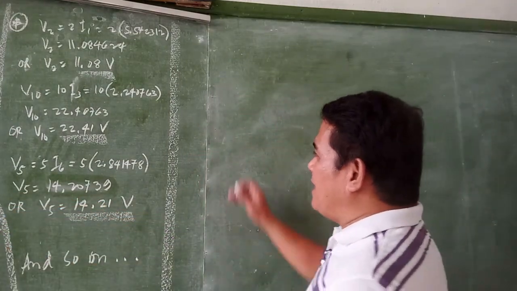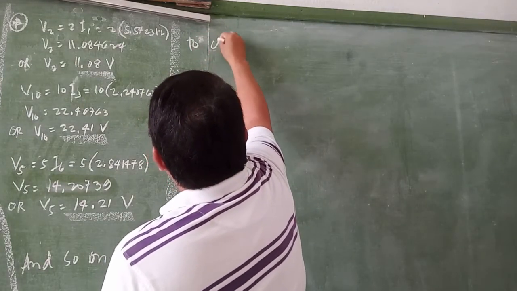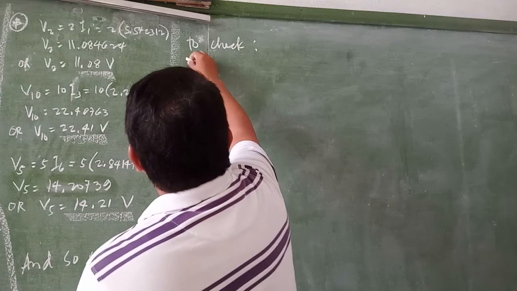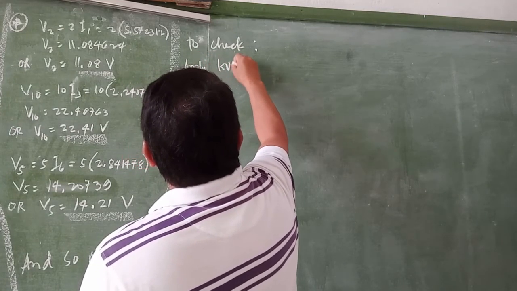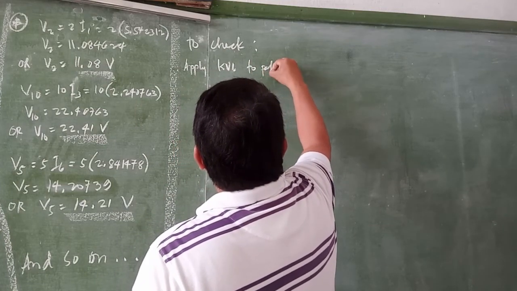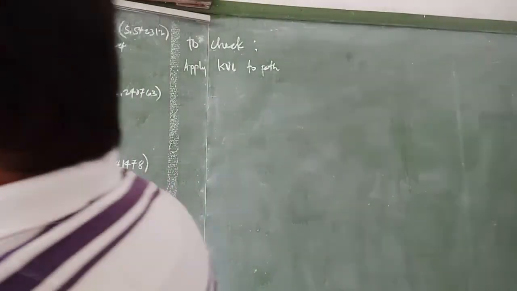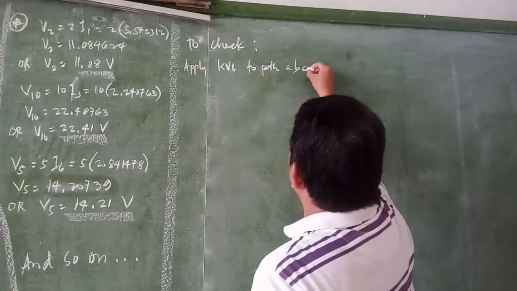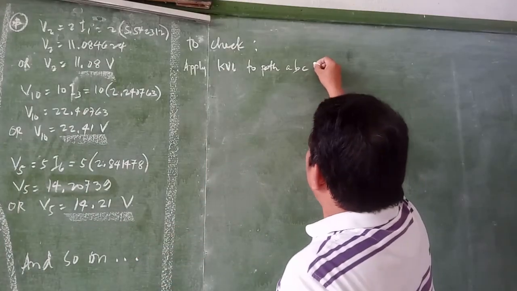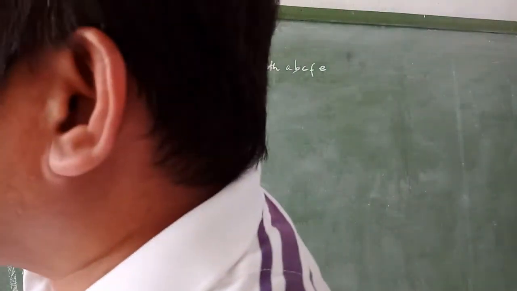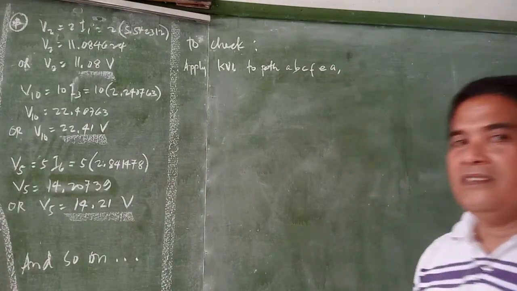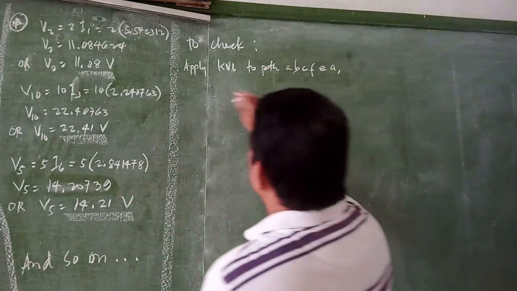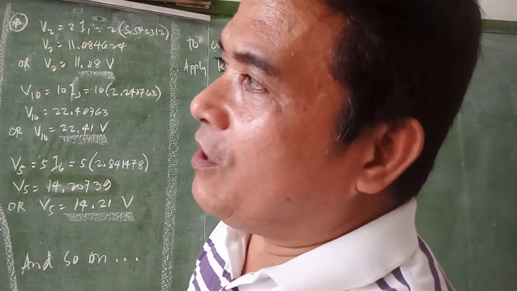Say for example, let us apply the voltage law along the path A, B, C, down to F, to E, and then back to A. Of course, the voltage law as applied to this closed path should be 0, isn't it? Then we begin by starting from A down to B.